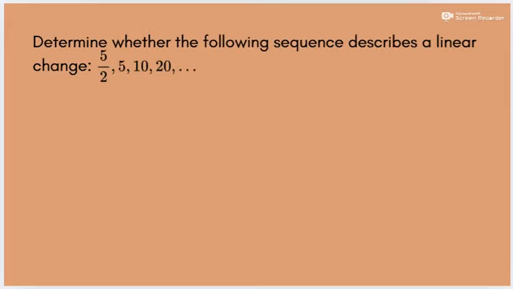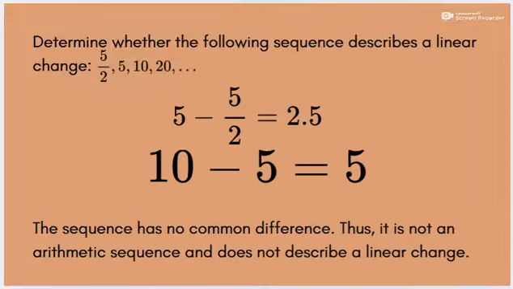Determine whether the following sequence describes a linear change. 5/2, 5, 10, and 20. Well, 5 minus 5/2 is 2.5, and 10 minus 5 is 5, so obviously that's not going to work. The sequence has no common difference. Thus, it is not an arithmetic sequence and does not describe a linear change. How you determine this is it needs to have one common answer when you subtract consecutive terms. That's all that you need to look at.